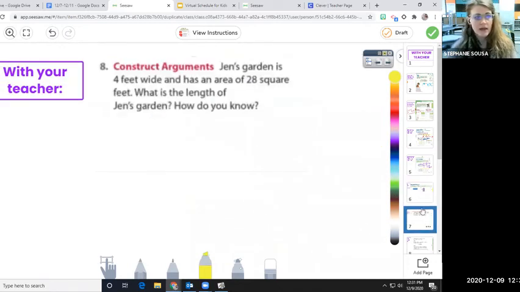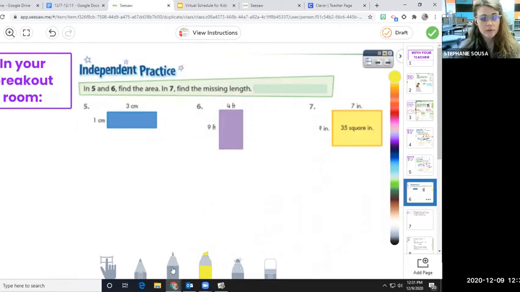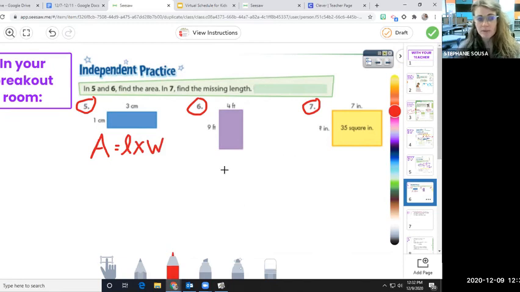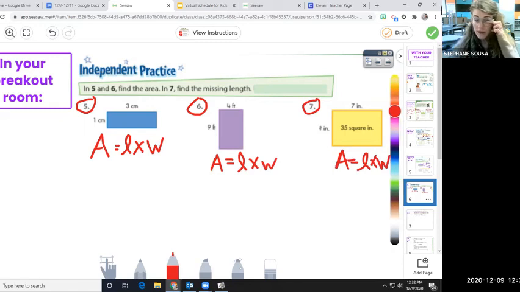Number 5, 6, and 7, that is in your breakout room. You have 3 problems to solve. You're going to solve 5, 6, and 7. I want to set you up for success, so I want you to write the equation under each one now. Let's write area equals length times width under each shape. That way you remember that when you get into your breakout room. Put that under each shape so you remember what dimensions you are going to plug in.